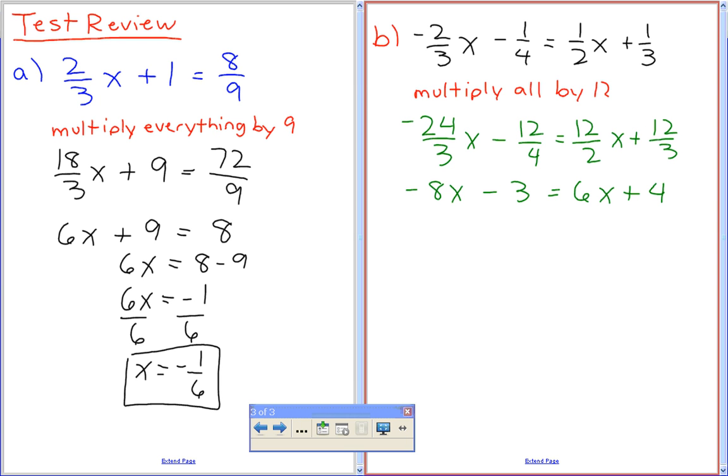Can I volunteer in the front? Okay, go ahead. You organize the x's, so negative 8x minus 6x equals 4 plus 3. Good. Someone at the back, stand up for me, please. Cody, go ahead. Good. Someone from the middle. Go ahead, Chris. x equals negative 1 over 3.